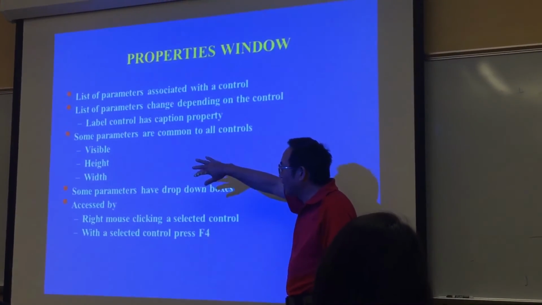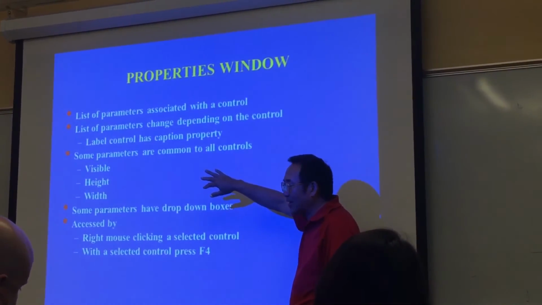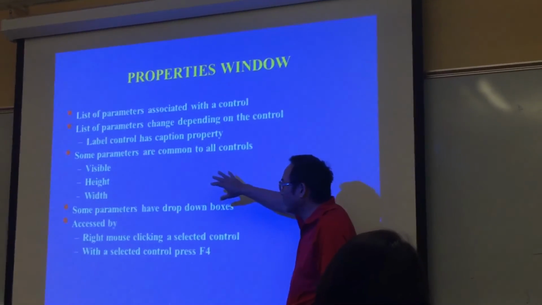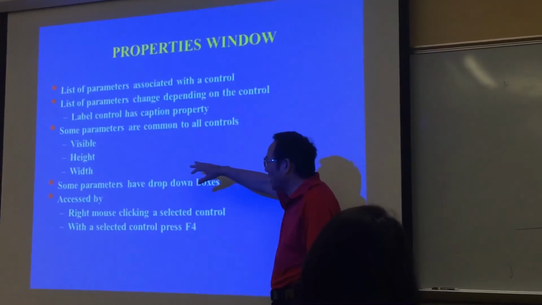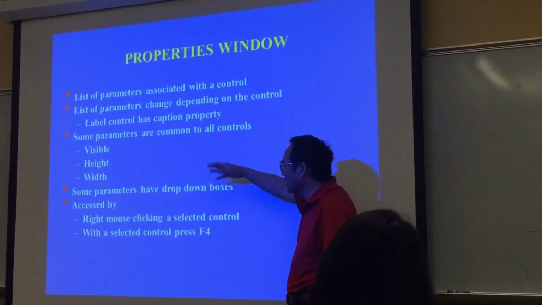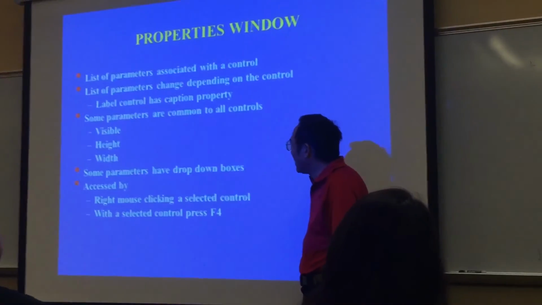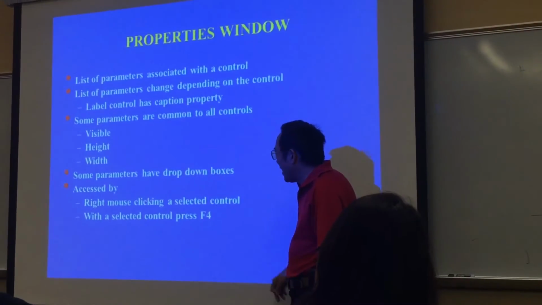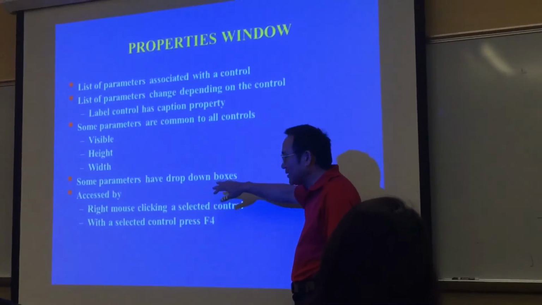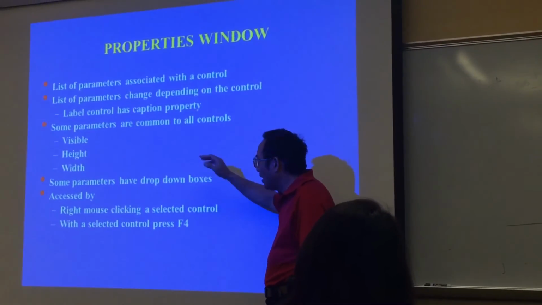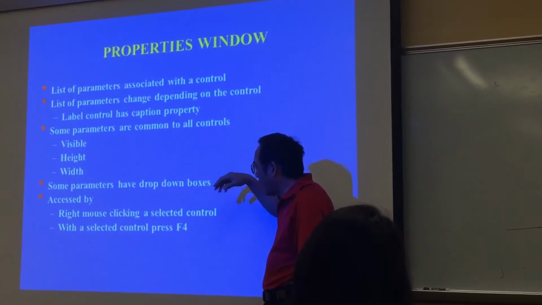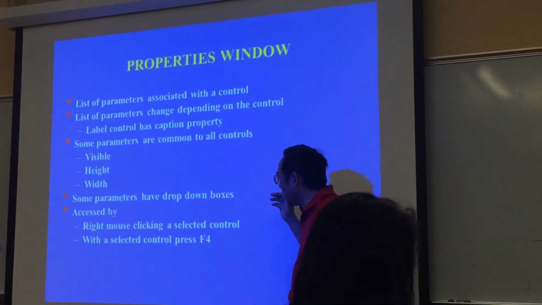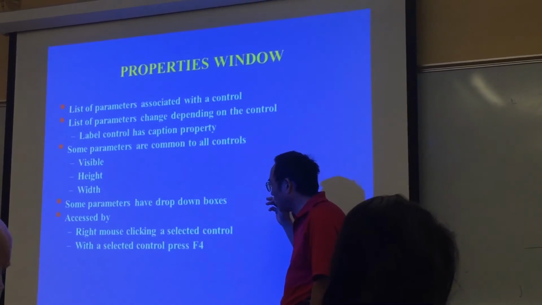Most of the controls have some common properties. One is whether it's visible or not. Depending on the circumstances, you can make controls only appear when you want them to. Most of them have a height and a width, and there might be a couple of other parameters that all controls have. Some of the parameters have drop-down boxes, like a true or false choice, or certain ways that it's presented. It depends on what the control is and what the parameter is.